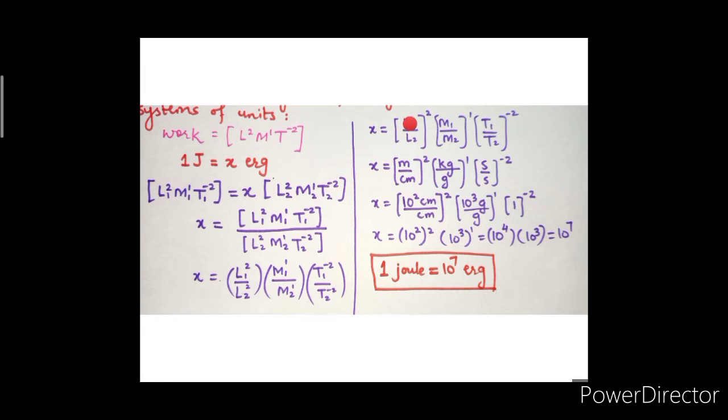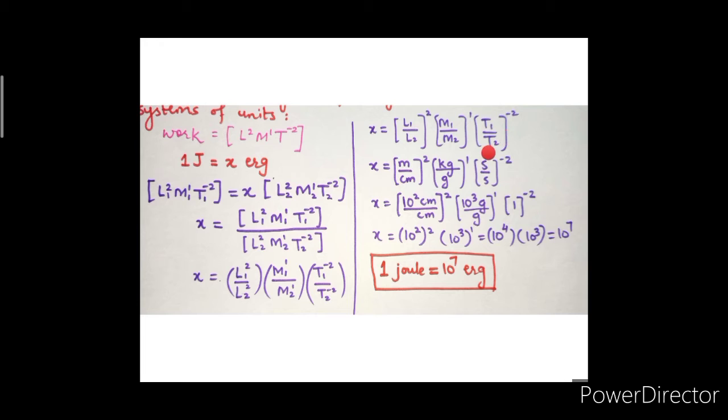So the SI unit of length, that is L1, is to be written as meter, and L2, the CGS unit of length, is to be written as centimeter. So here we are getting (L1/L2) raised to 2, which we have to write in terms of units as meter upon centimeter raised to 2. Similarly for the mass, M1 is the SI unit of mass and hence it is to be written as kilogram, and M2 is the CGS unit of mass, which is to be expressed as gram. So (M1/M2) raised to 1 we are getting as kilogram upon gram raised to 1.